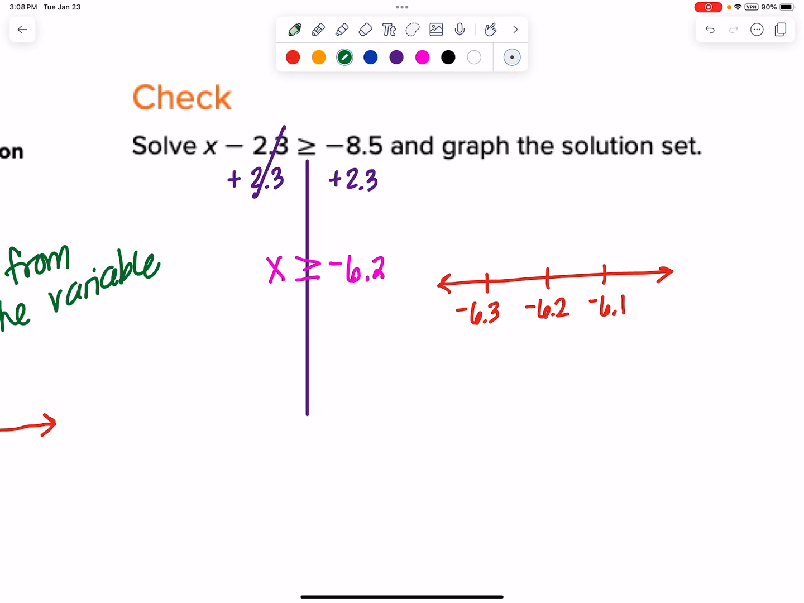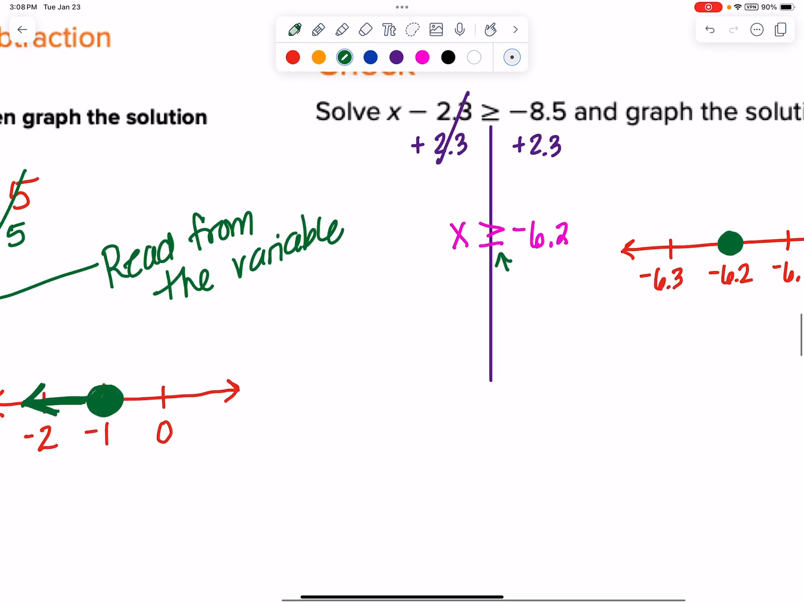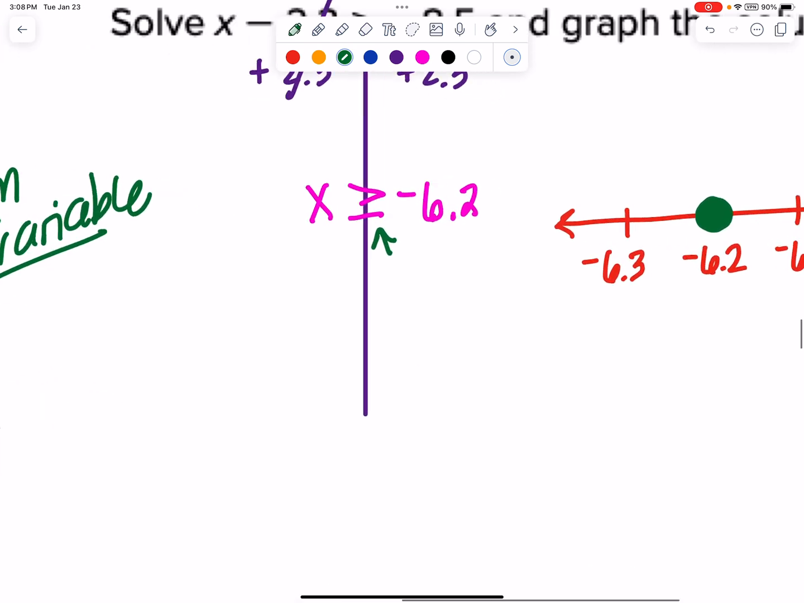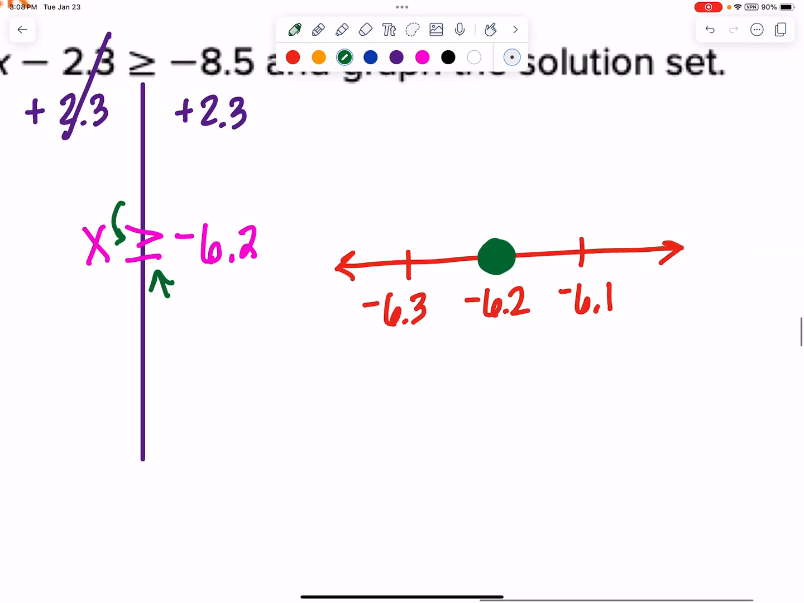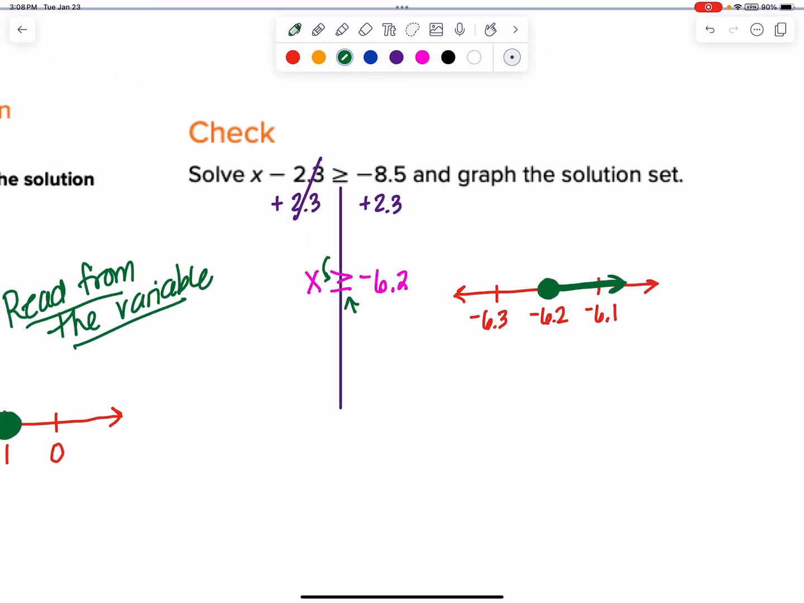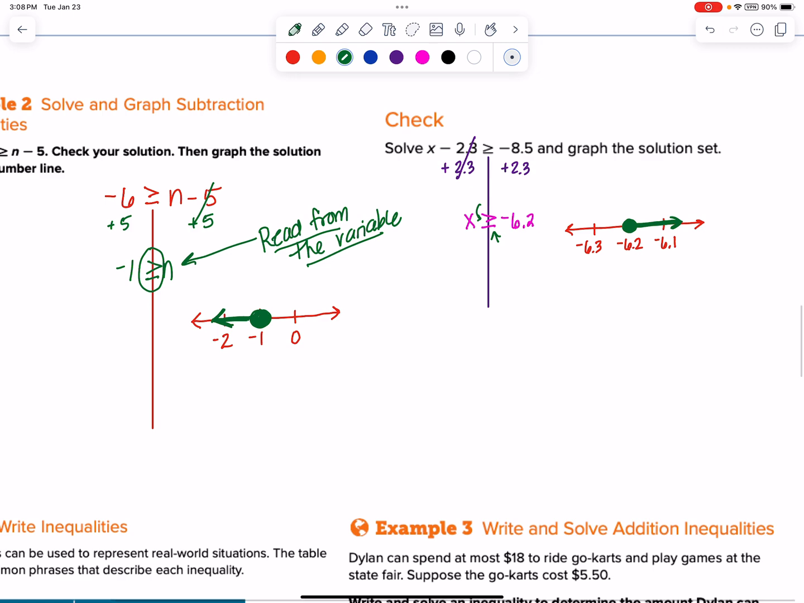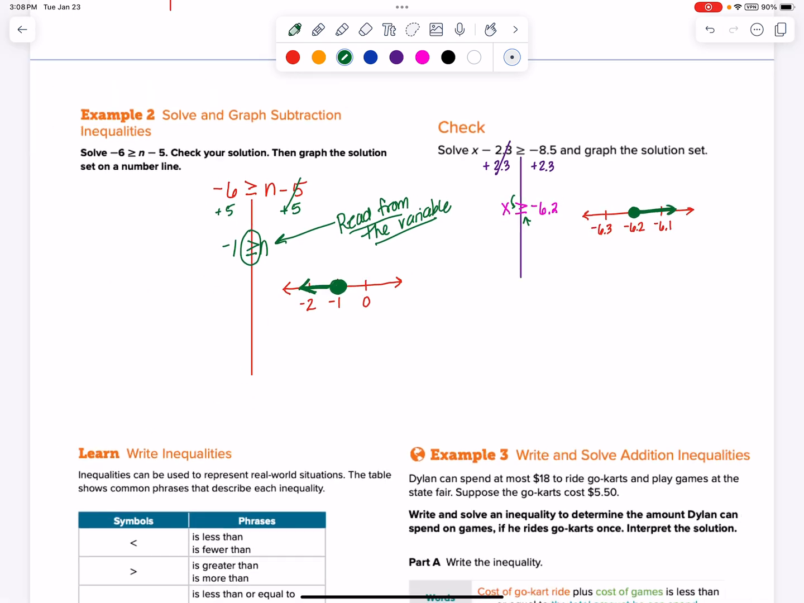All right, now we look at closed or open circle. Do we have cement? Yep, we got cement. So we're filling it in. We're including the negative 6.2. And then what do we do? We read from the variable. So it says x is greater than. Greater than means to the right. So there we go. Okay. Less than's always to the left. Greater than's always to the right. And then you're done.